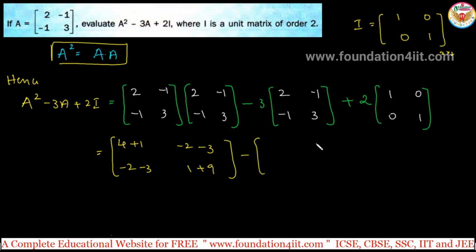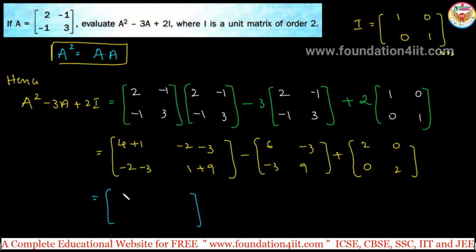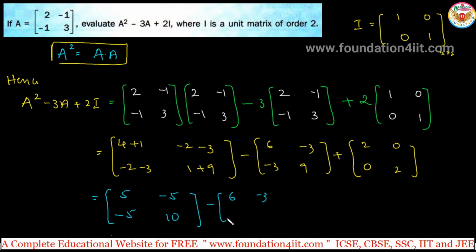Minus 3, you multiply inside: 3 into 2 is 6, only 3 and not minus 3, 3 into minus 1 is minus 3, and again minus 3, 9. Plus 2, you multiply: 2 ones are 2, 2 zeros are 0, 0 again, 2. Simplify and you can calculate the final answer. So this is 5, minus 5, minus 5, 10, minus 6, minus 3, minus 3, 9, plus 2, 0, 0, 2.